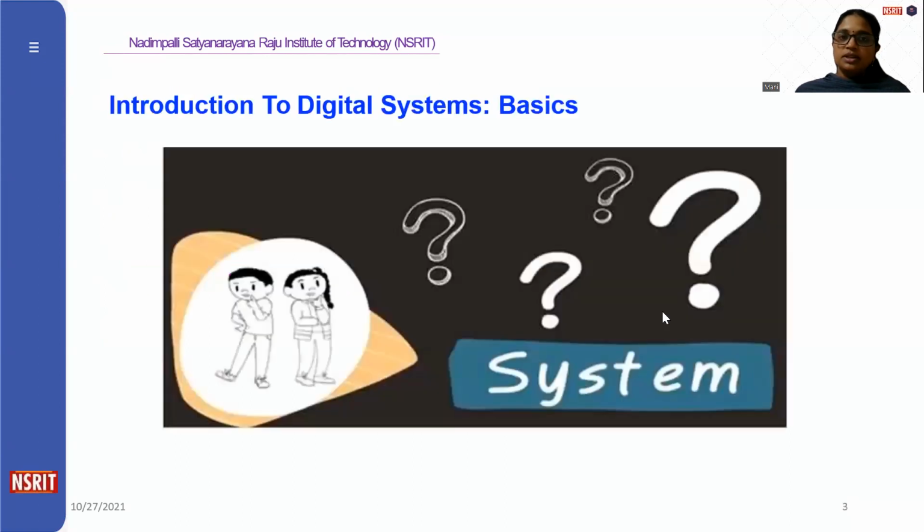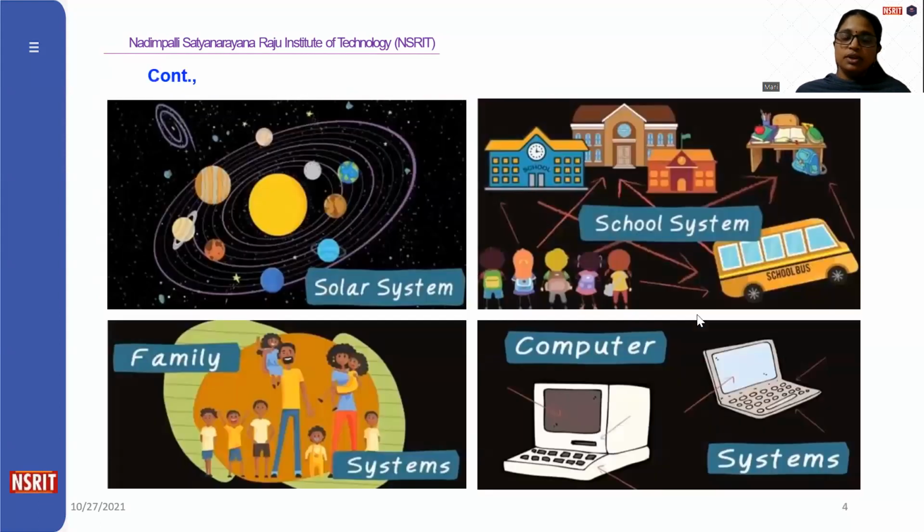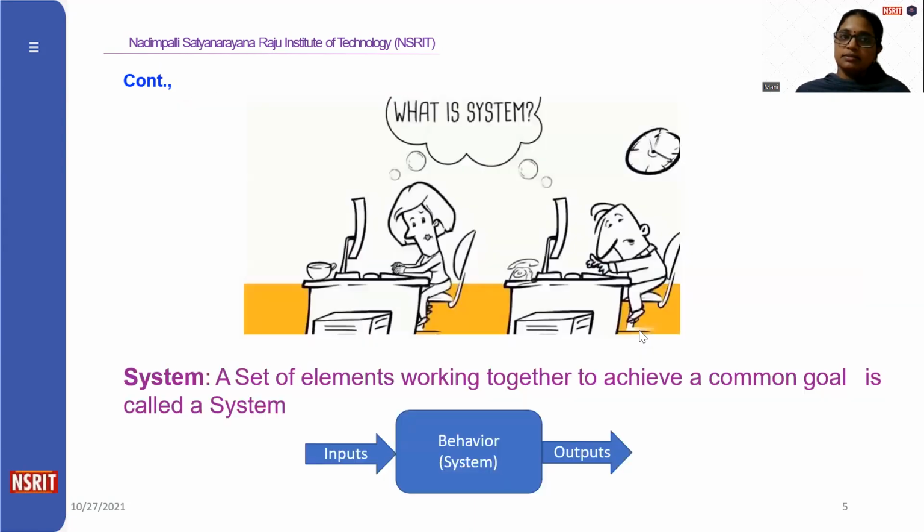So what is meant by a digital system? Before going to the digital system, what is meant by a system? We all know that the solar system is one system, the school system, and family is also one system. Familiarly, we know that a computer is also one system. So what is meant by a system? A system is a set of elements working together to achieve a common goal.